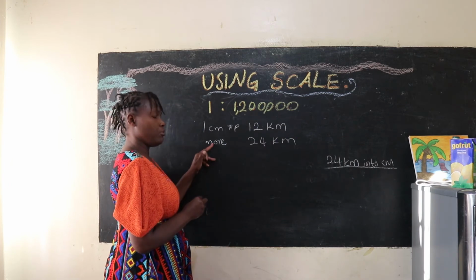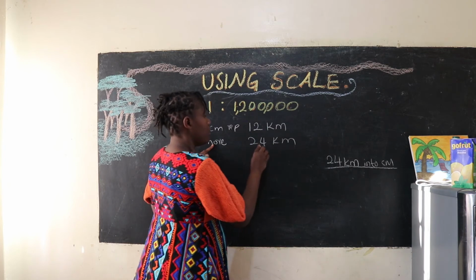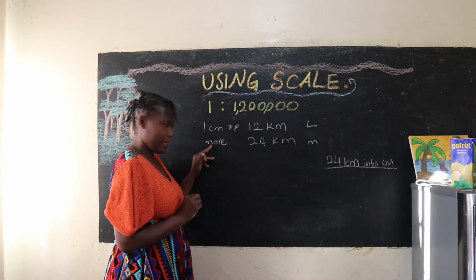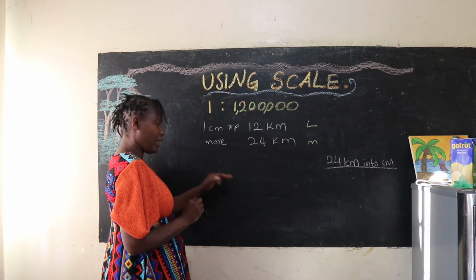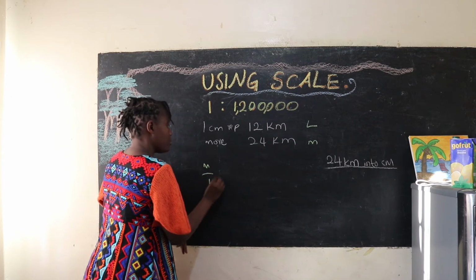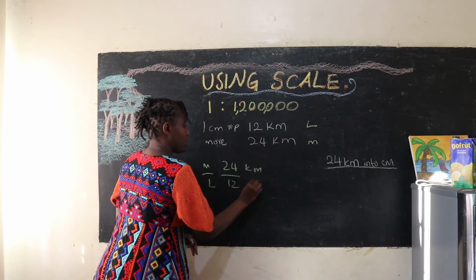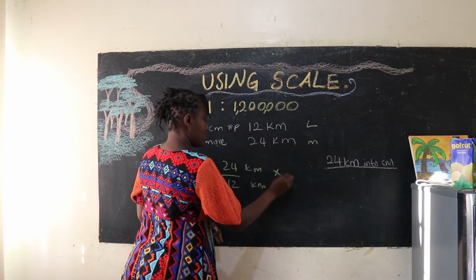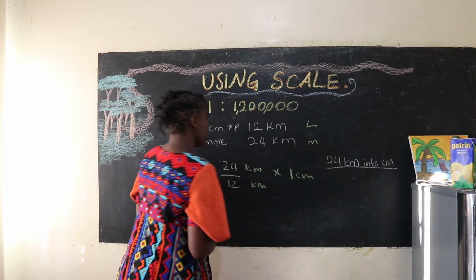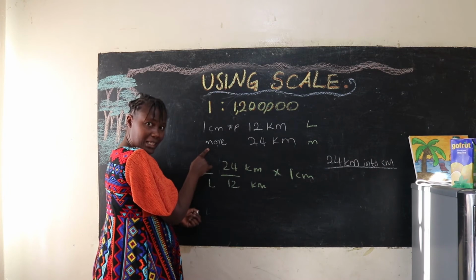Now, between these two, you ask yourself which one is more. 24 is more and 12 is less. So our formula has to be more over less because we need more. So more over less will be 24 over 12 kilometers, both are kilometers, times also the other side, times 1 centimeter. Because this represents 1 centimeter and we want to change this one into centimeters.